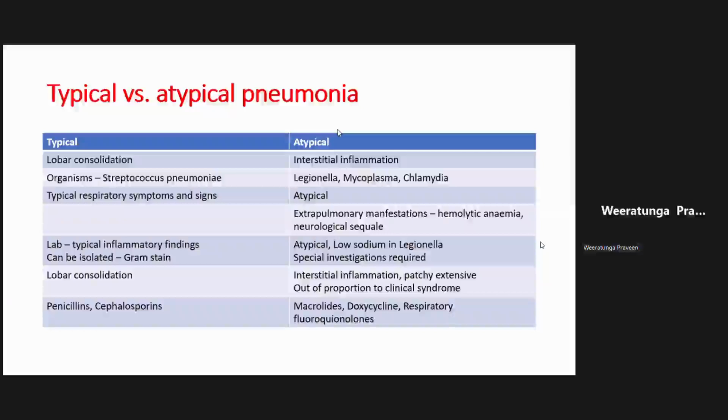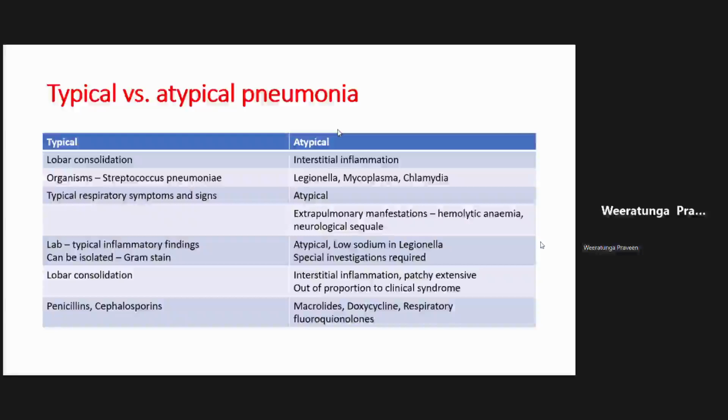And also, this is something that we like to say, the physical signs are minimal. When you examine the patient, the physical signs are minimal. But the chest X-ray is full of extensive patchy disease. But when you examine the patient, minimal physical signs. Right? And also the treatment is different because of the organism, obviously. So these are the sort of differences between typical and atypical pneumonia.